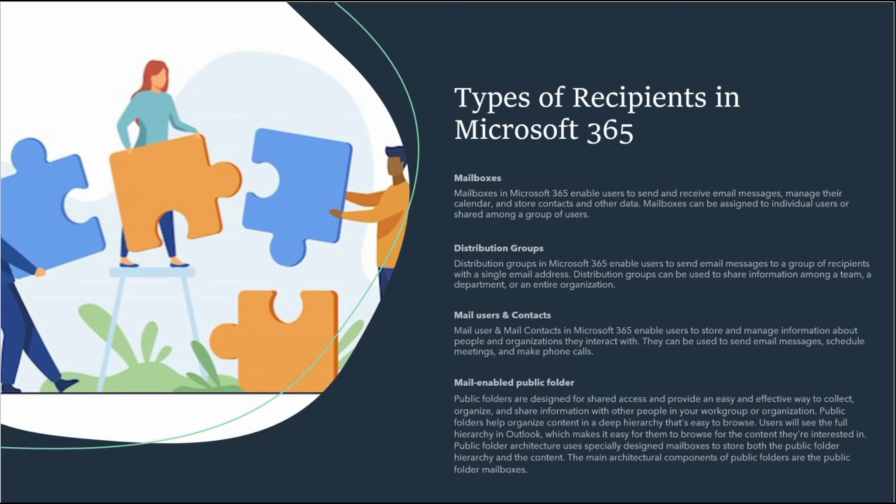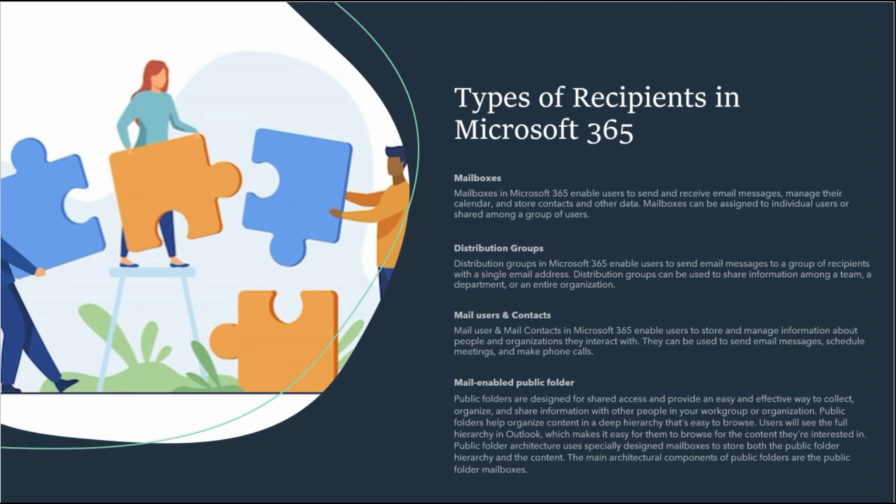So Microsoft 365 offers several types of recipients to enable the communication and collaboration between users. The various recipient types in Microsoft 365 are mailboxes, distribution groups, mail users and mail contacts, and mail-enabled public folders. If we talk about the mailboxes, so mailboxes in Microsoft 365 enable the users to send and receive email messages, manage their calendar, and store contacts and other data. So mailboxes can be assigned to individual users or shared among a group of users.